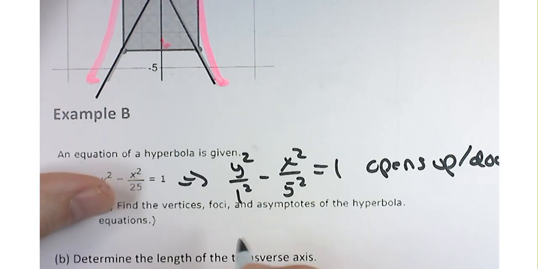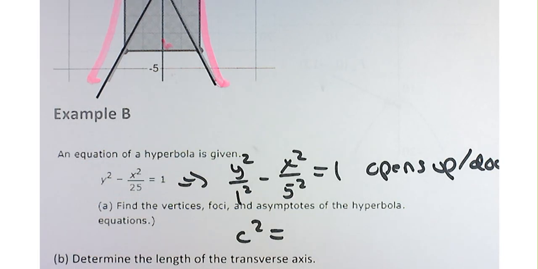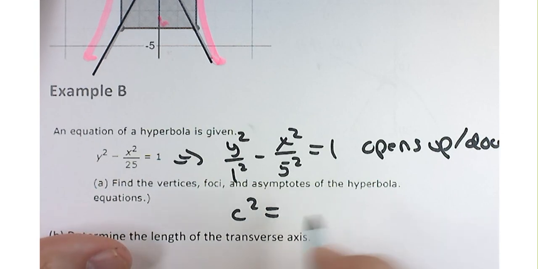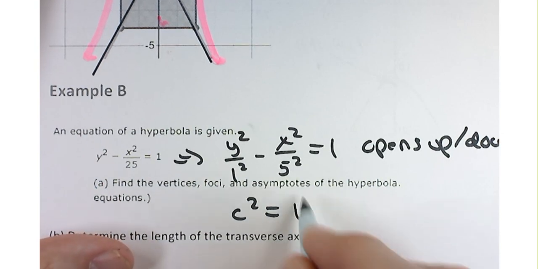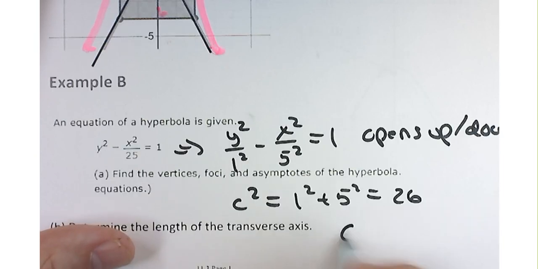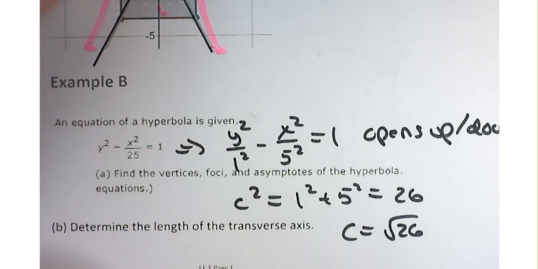So if I want to calculate the foci, I need to do c squared. Marcus, what would c squared equal in this case? 1 squared plus 5 squared. Yeah, 1 squared plus 5 squared, so 26. So c is going to be the square root of 26. So looking good there. And I think that's it.